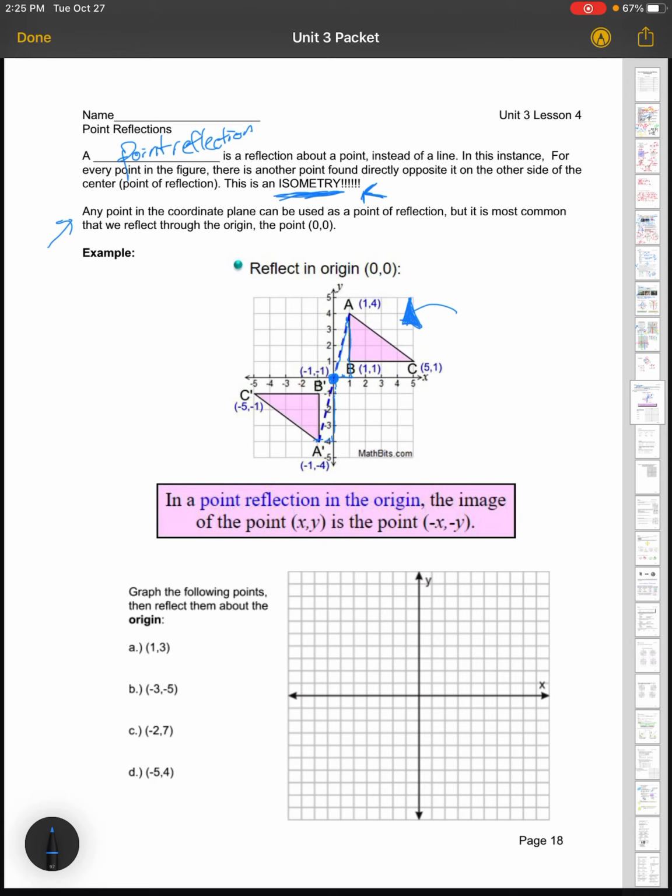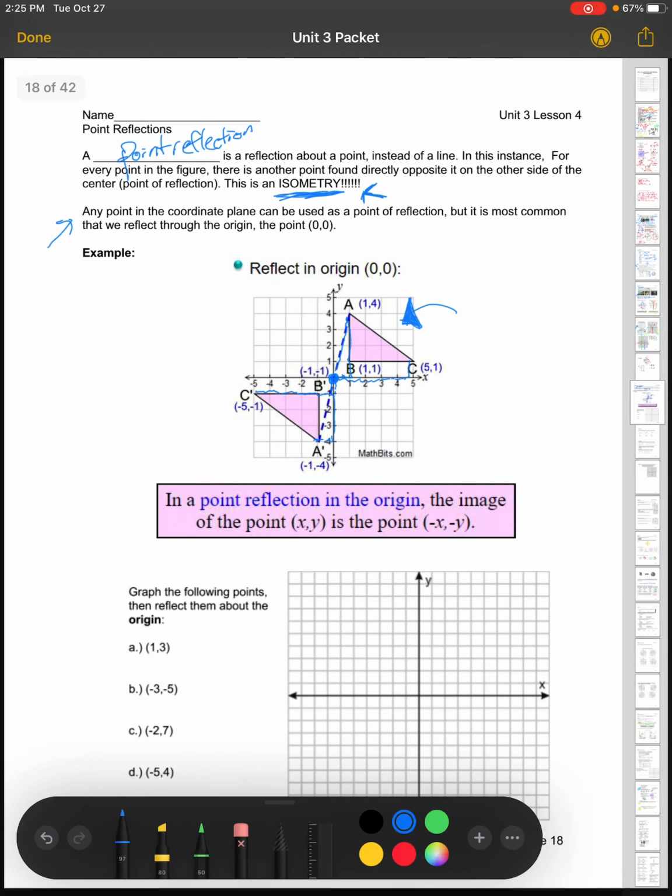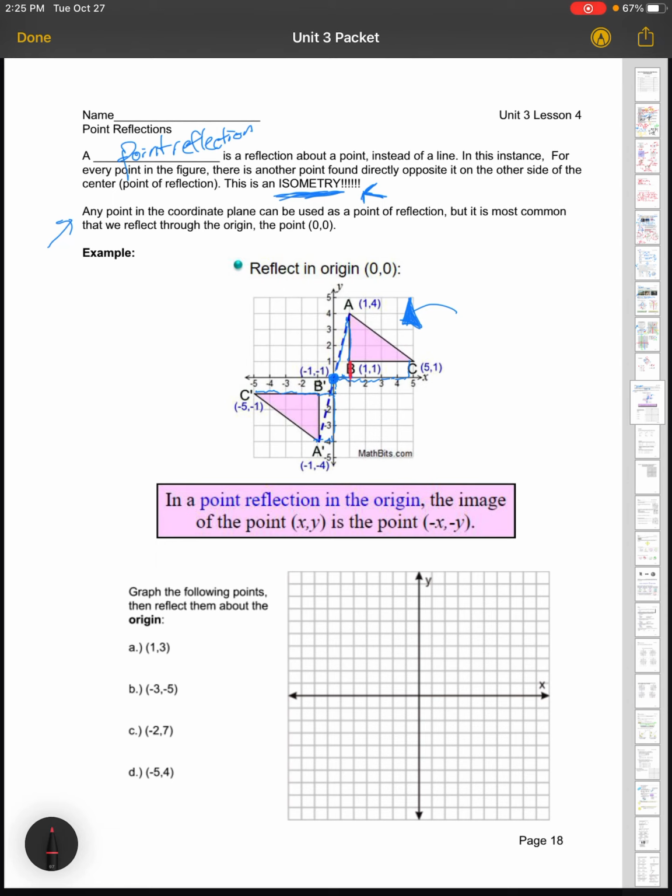Let's do the same thing for point C. Down 1 over 5. And then the last, we do it for B. Take our different color. Down 1 over 1. B prime is also down 1 over 1. So again, point reflection is through a point. Line reflection is through a line.